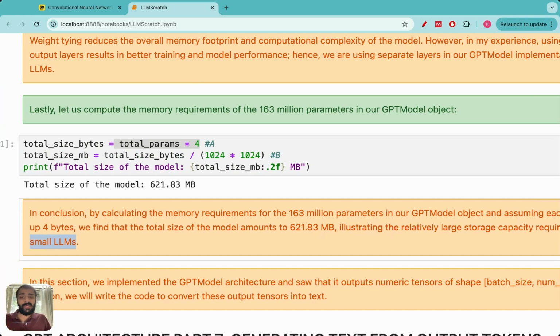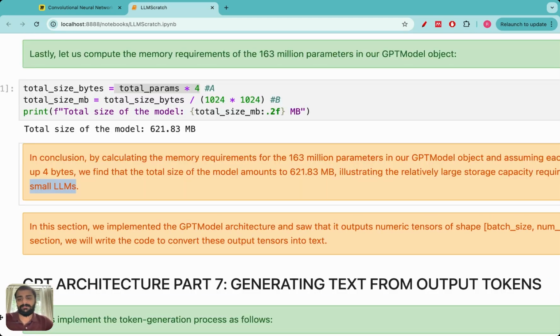GPT-2 is relatively small, at 120 million parameters, compared to models which now have more than a billion parameters. Imagine how much space such a model will take on your device. It's impossible to run extremely large models on local devices, and that's why we need GPU access.